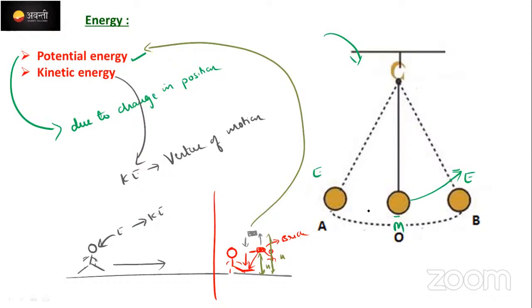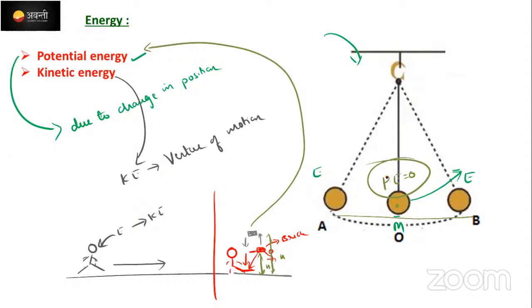इधर आ जा. Okay. In mean position, potential energy, मान लो this is a horizontal level. Mean position, potential energy value 0 होता है. What is the value of potential energy? 0. Correct ना? Is it right what I'm saying?